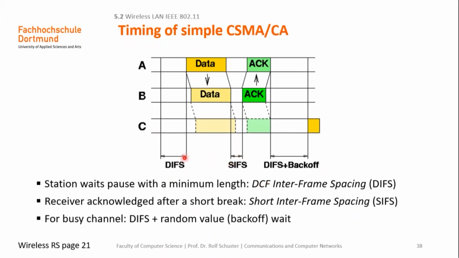That is the higher IFS than, for instance, the SIFS, that is the short interframe spacing. Then station A waits for this time and transmits the frame. The frame arrives later to the other stations.